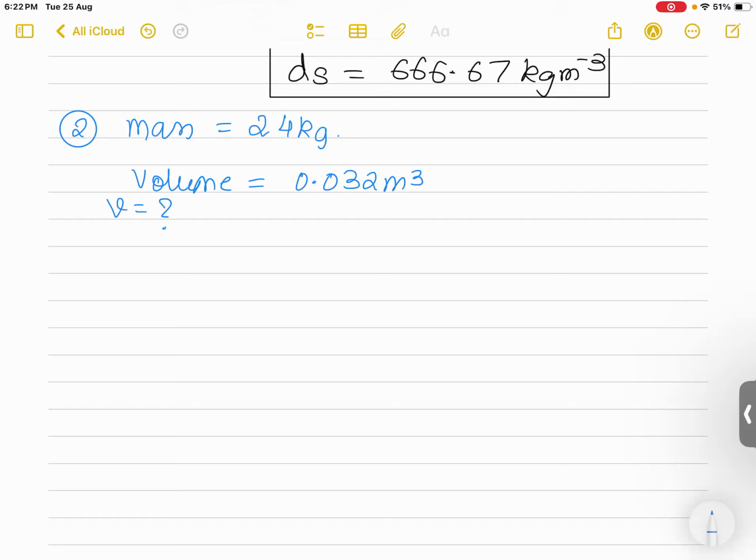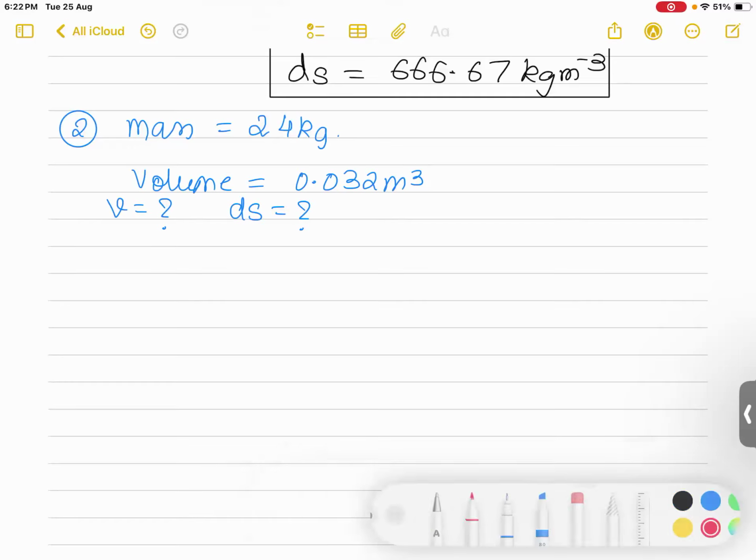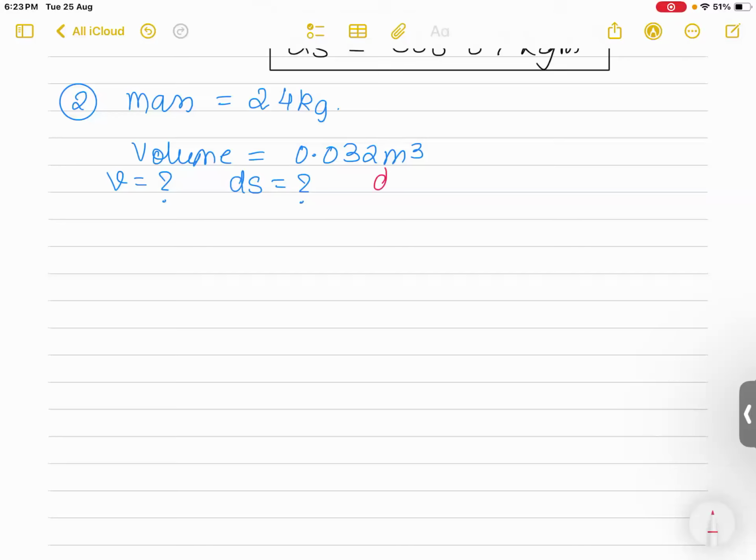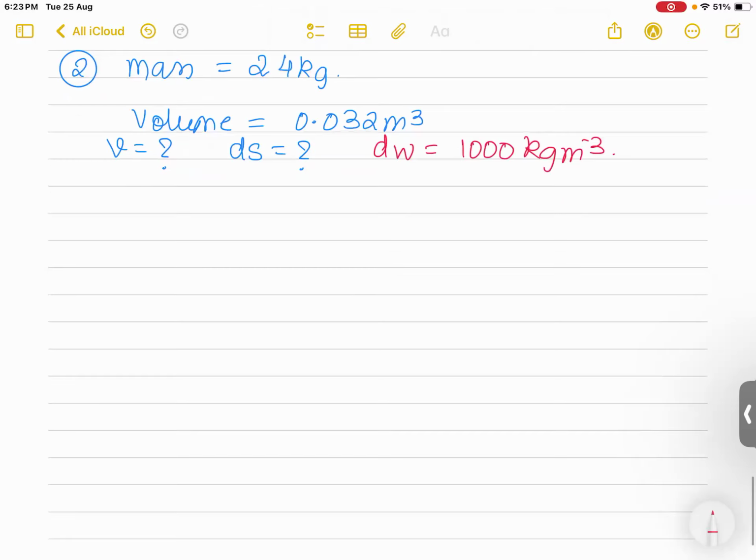And the density of wood. The density of water is given to us as 1000 kg per meter cube. Simple. How will we calculate? To calculate the density of the wood, that is density of substance, we will use the formula: density is equal to mass upon volume. Mass is given to me as 24. Volume is given to me as 0.032.